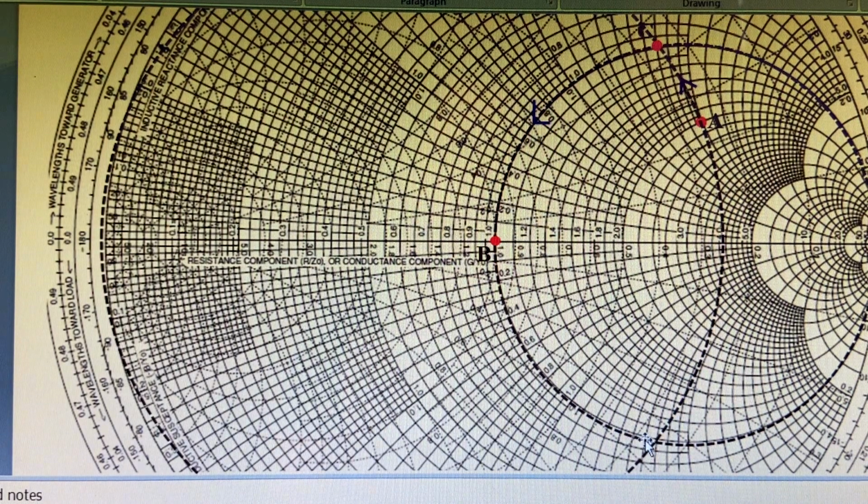It will intersect the r is equal to one circle somewhere like this. So we can move in the clockwise direction like this, or we can also move in the anti-clockwise direction, for example from A. It will intersect the r is equal to one circle somewhere here. So there are two solutions we can have for this load impedance, that is moving in the anti-clockwise direction reaching the point here, or reaching the point C.